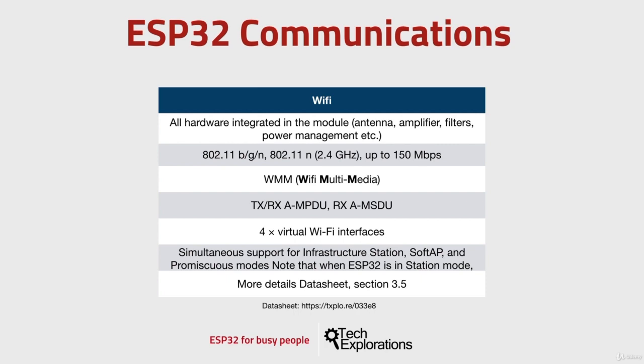Wi-Fi is integrated into the module, and you find everything that you need to basically use and connect to a Wi-Fi network or to create a Wi-Fi hotspot. So you've got the antenna, the amplifier, various filters, power management, and everything else that is needed. As far as Wi-Fi protocols are concerned, we've got 802.11b, g, and n, and 802.11n with up to 150 megabits per second bandwidth, with support for Wi-Fi multimedia. You can find more details in the datasheet in section 3.5.